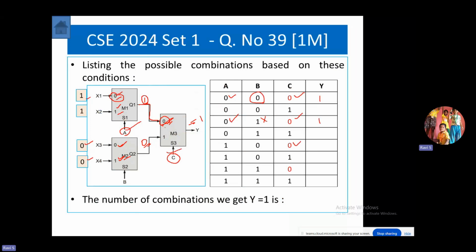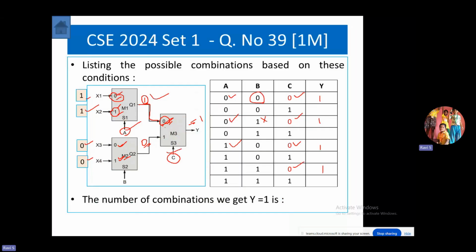Similarly, when C input is 0 and A input is 1, check the other combination. A input is 1 means this is the combination for which output is going to be 1. So here also output is going to be 1.